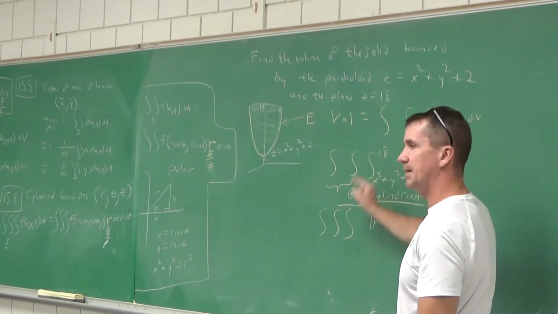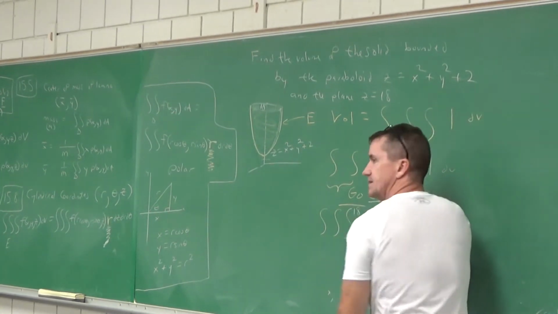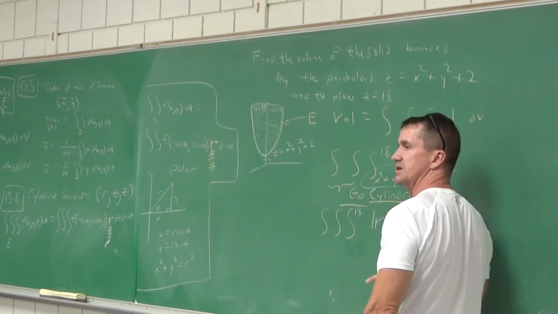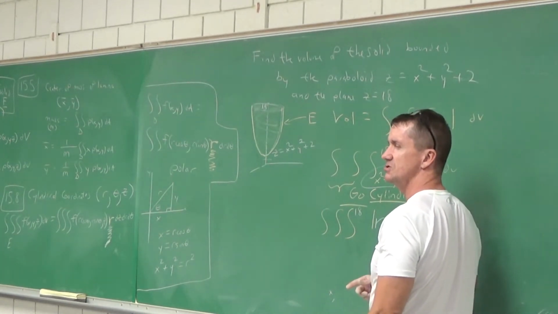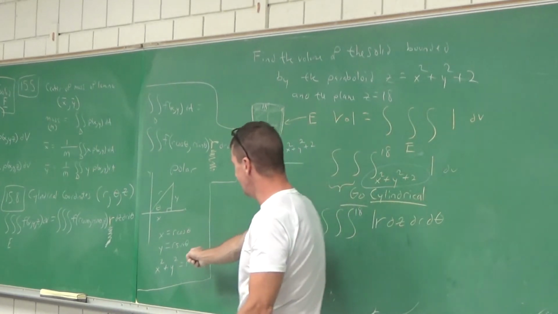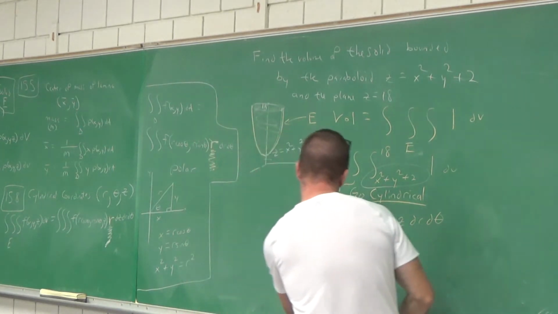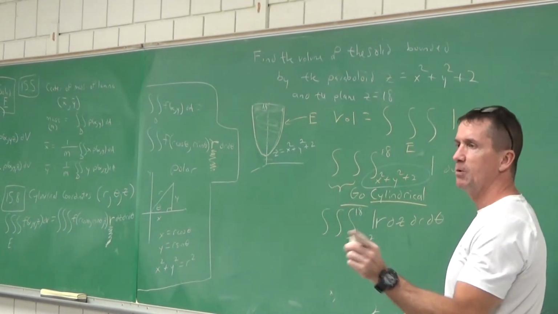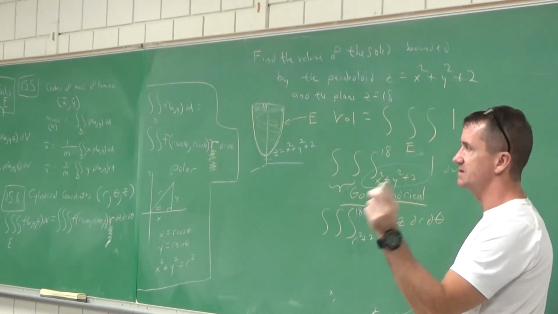Now, what's the top number? 18. You gotta help me with this. I can't leave the x's and y's, that's Cartesian. Any suggestions? What can I call that? Totally good. r squared plus 2. Okay, what do you think theta is? We can do the theta. What do you think theta is?